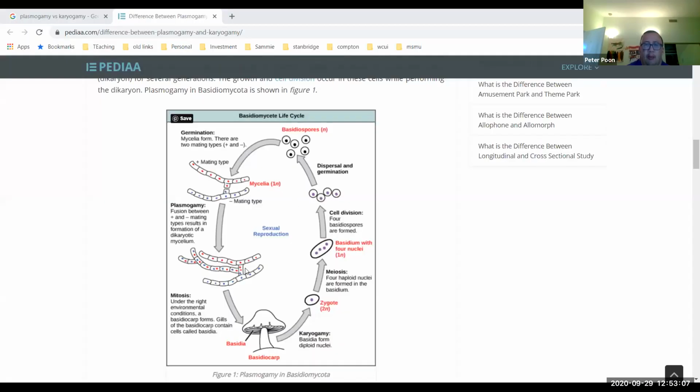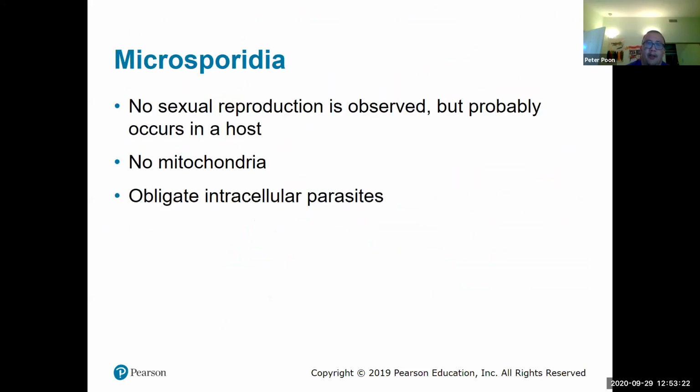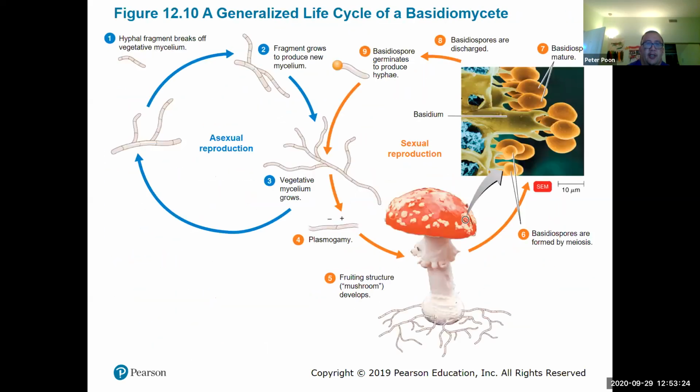Hopefully, oops. Okay. I hope I show this picture. If not, I'll post it up in a second. Okay. Don't worry about the different types of fungi because I'm not going to test you guys on that.